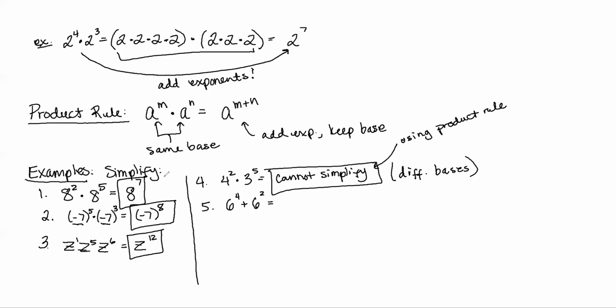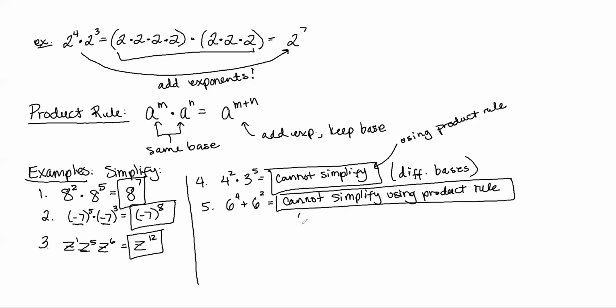So same thing with this one. We could technically simplify number 5. We could raise 6 to the 4th, 6 to the 2nd power, and then add them together. But we're not just simplifying here, we're simplifying using the product rule. So for this one, we cannot simplify using the product rule. And this is because it's not a product. We have 6 to the 4th plus 6 squared.